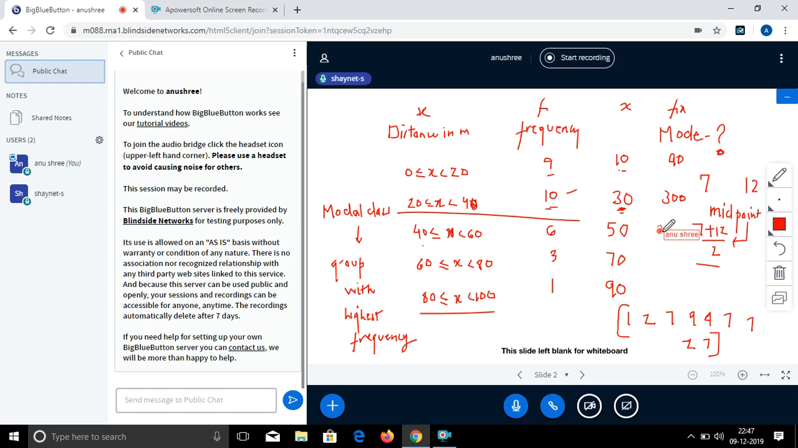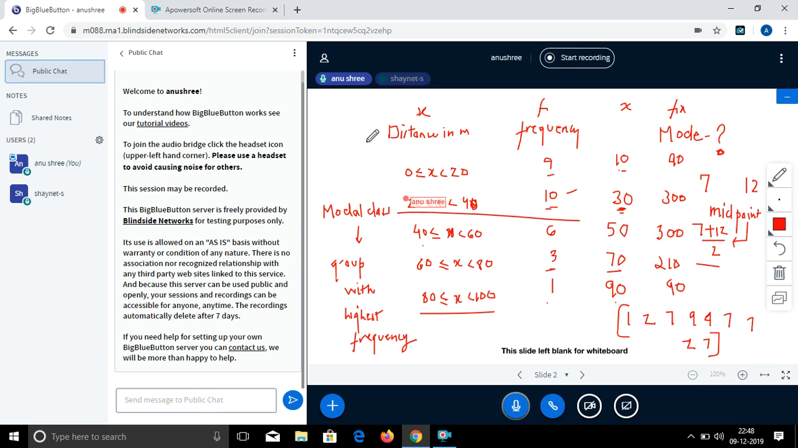30. No, 300. For this one, 70 into 3, 210. And for 90 into 1, it's 90. Yes, that's correct. So first thing is calculate the midpoints and then multiply frequency and the midpoint for every row.